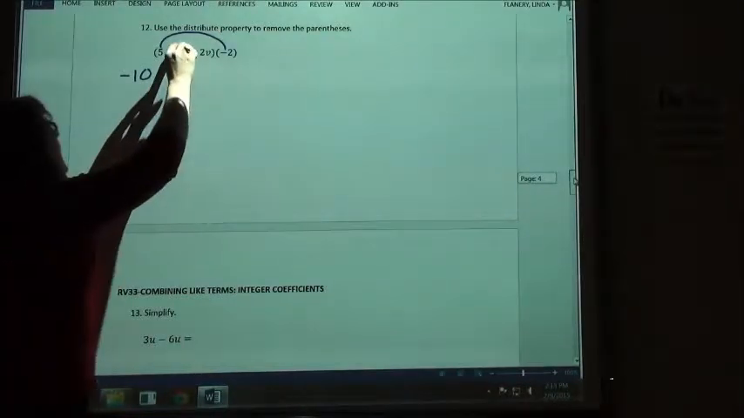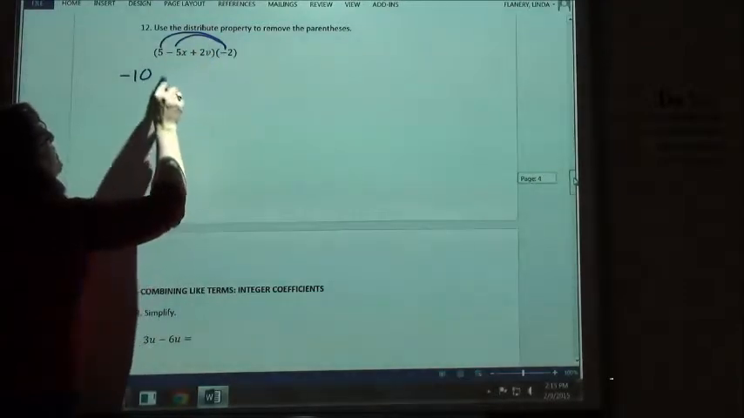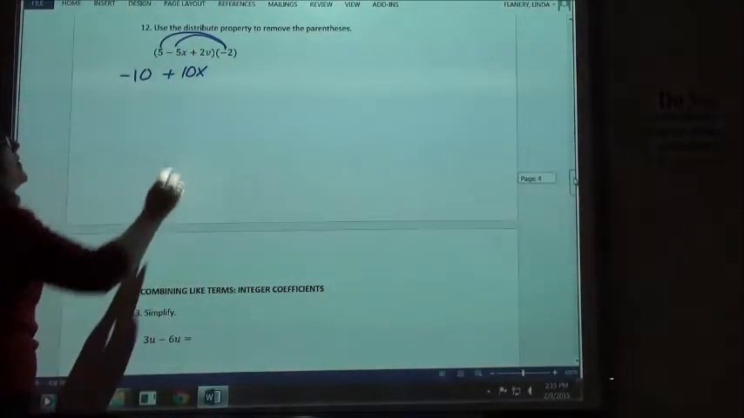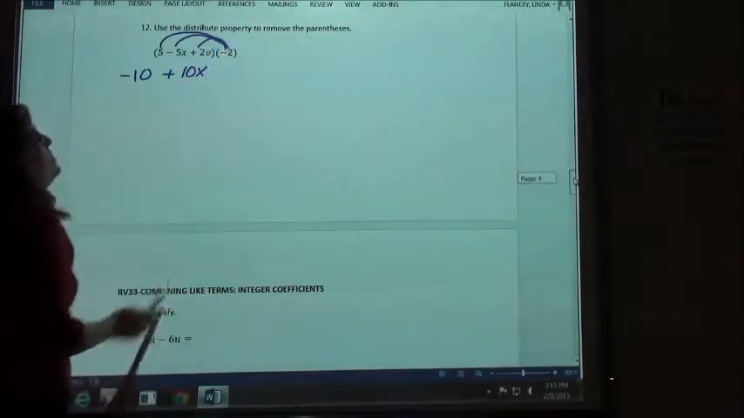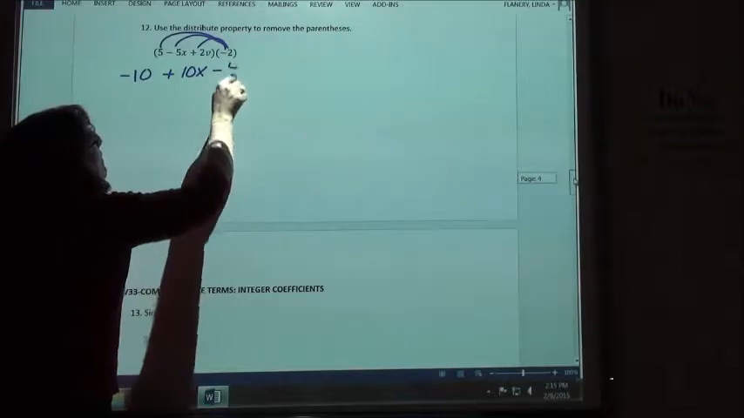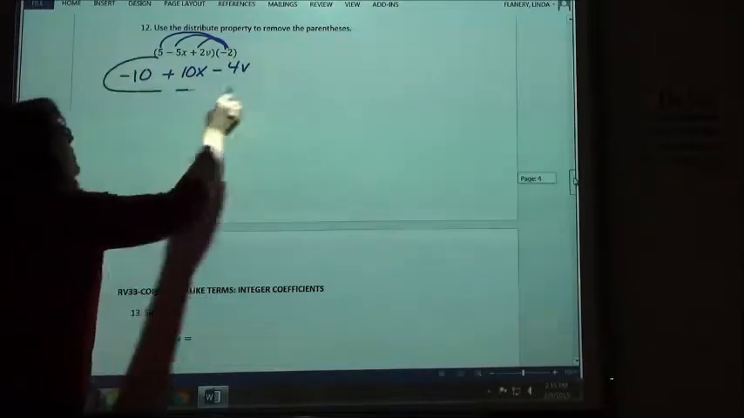And then I have a negative 5x times a negative 2. A negative times a negative is a positive 10x then. Then I have a positive 2v times a negative 2. Positive times a negative is a negative 4v. So negative 10 plus 10x minus 4v is going to be my answer.